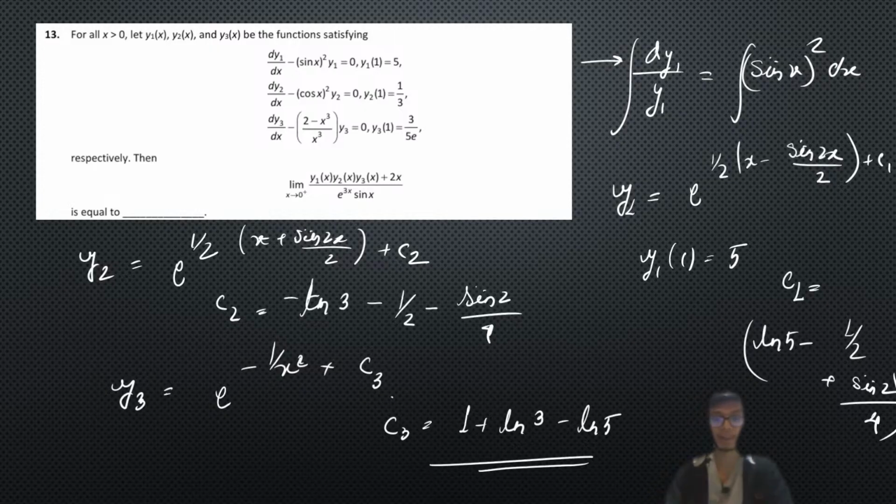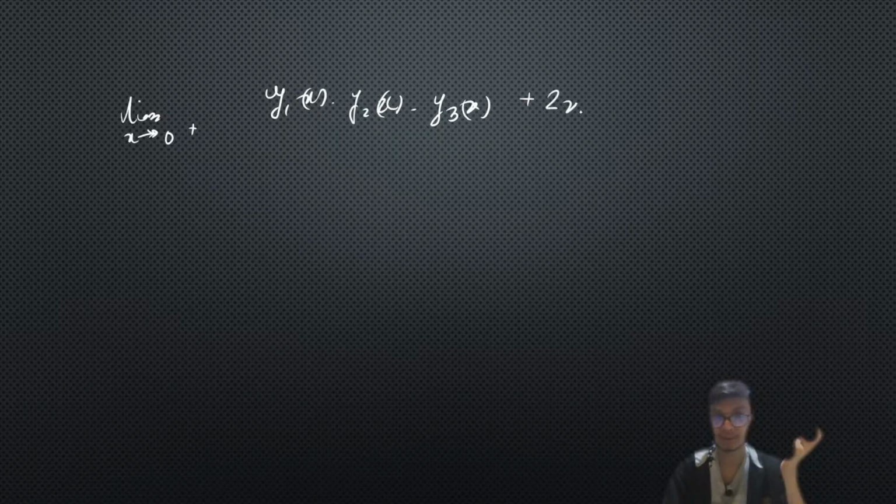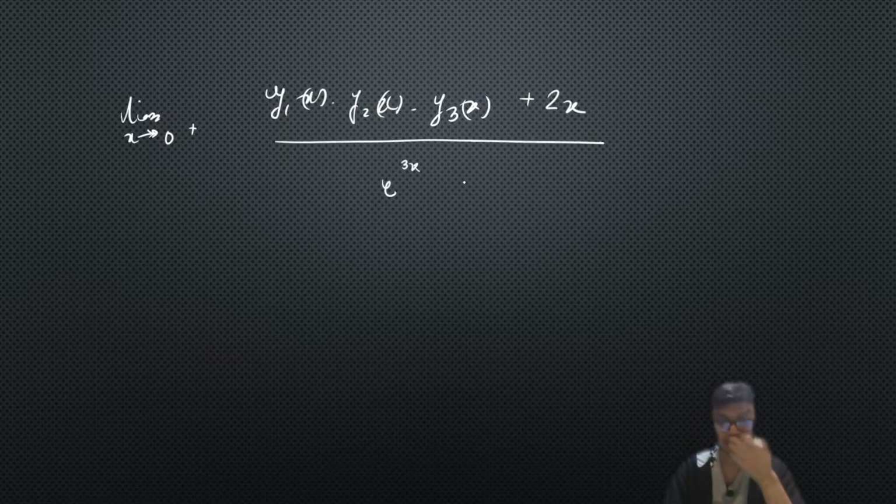So you have all the values and all the constants, and now you are ready to plug the values into the limit. It's just a simple problem; you just have to keep on solving the algebra. The limit is a right hand limit as x tends to 0 of y1 of x into y2 of x into y3 of x plus 2x divided by e to the power 3x into sine of x.